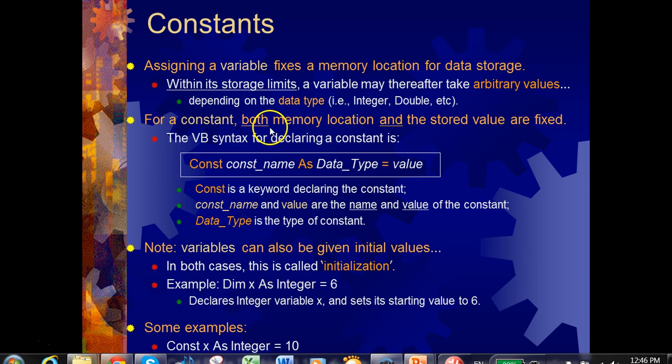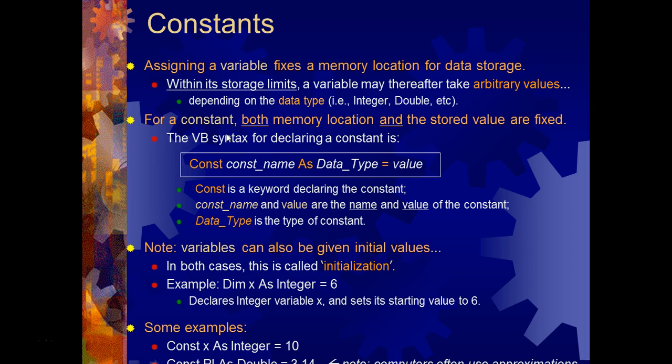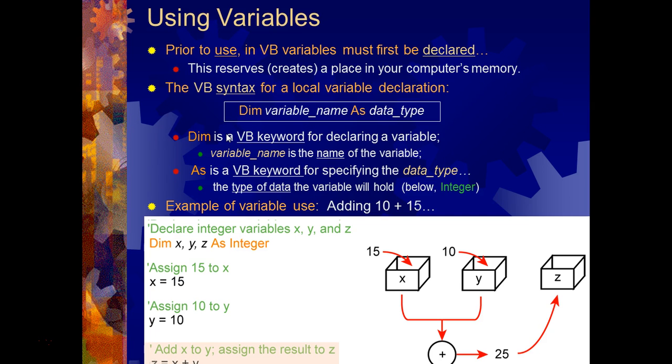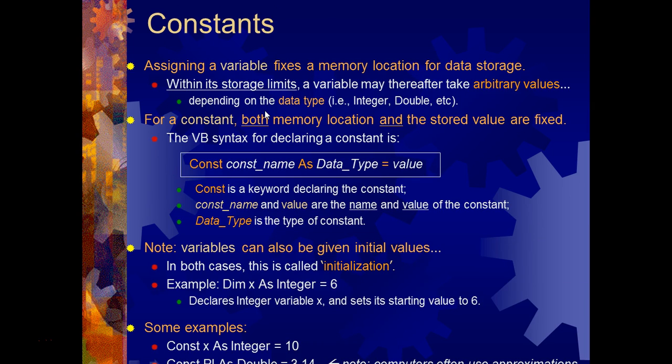For a constant, both memory location and the stored value are fixed. But we didn't discuss a constant yet, but here's what he means. Here's how you declare a constant. Now remember, to declare a variable, you use dim, but to declare a constant, you don't use dim, you use const, and then you put the name, just like you could put x, and you could put integer, for example, equals 10, but that's called a constant. That means you can't change the value of that. If it's a variable, you can later change the value to something else, but if it's a constant, you can't change it.